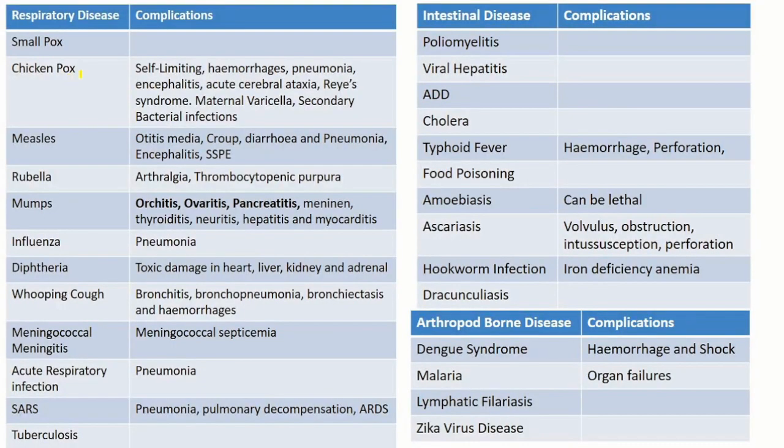So in complications, usually chickenpox is self-limiting. The complications may be hemorrhages, pneumonia. So most of the time, how can we remember these complications is, see, in intestinal diseases, most commonly the complications will be due to dehydration.